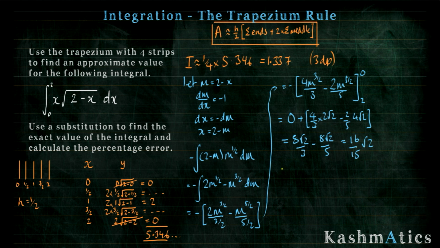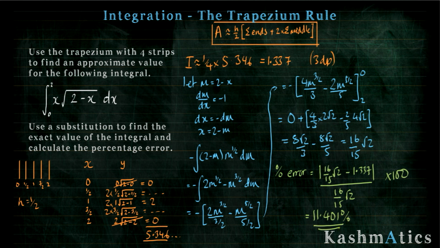So now I can go ahead and work out the percentage error. So the percentage error equals the difference. Now I don't know which of these is bigger. I don't know if this is bigger than this or the other way around. So it's the absolute value, or you can actually say the modulus of 16/15 root 2 take away 1.337 divided by the actual value, which is 16/15 root 2 multiplied by 100. And if you plug that into your calculator, you'll get 11.401%. Okay, and that's to 3 decimal places.